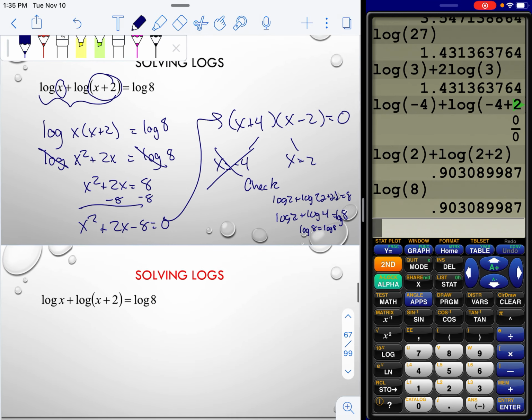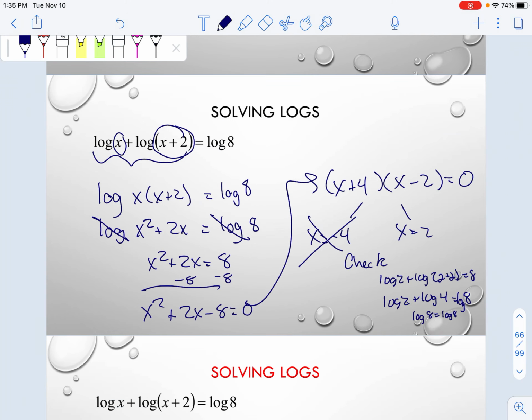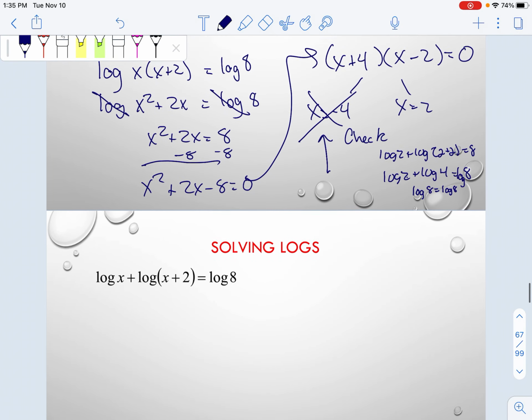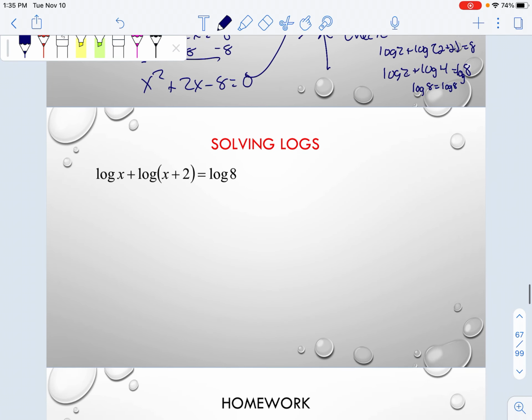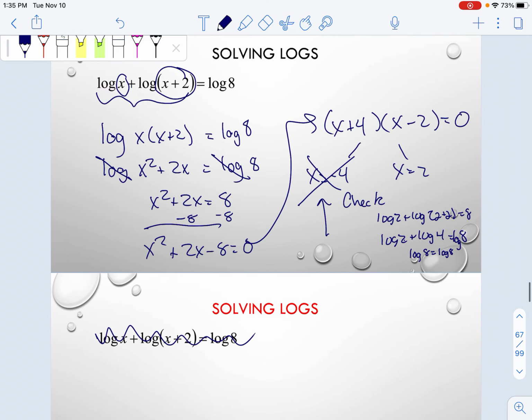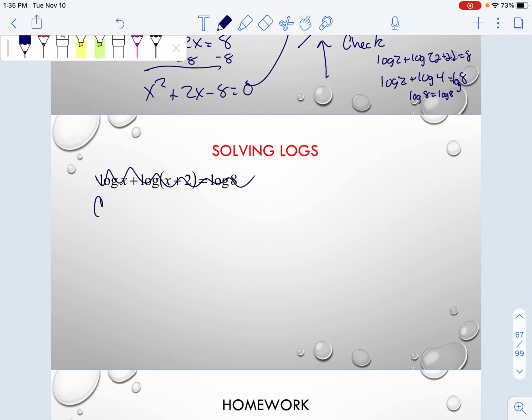So my next question to you all is, why did the negative 4 not check out? Why is this one not a solution? I'm going to go down here, it's the same question. I'll just use the space provided. Why can't we get that answer? The answer is you can't take the log of a negative number. You cannot take the log of any negative. Why?